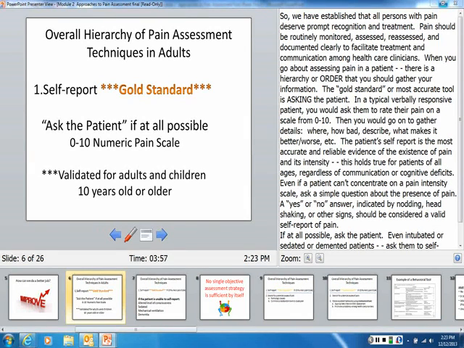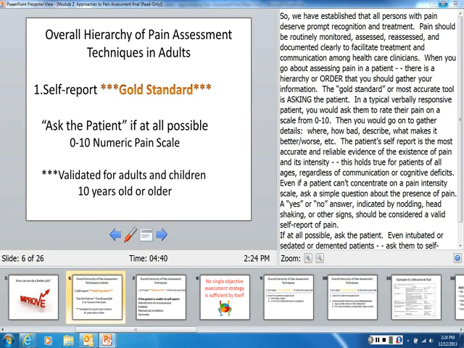When you go about assessing pain in a patient, there is a hierarchy, or an order, that you should follow to gather your information. The gold standard, or the most accurate tool, is asking the patient to self-report. In a typical verbally responsive patient, you would ask them to rate their pain on a scale of 0 to 10. That's the numeric pain scale that PRMC uses. Then, once you establish that intensity number, you can go on and gather the details. Where is the pain? How bad? Describe it. What makes it better, worse, etc.